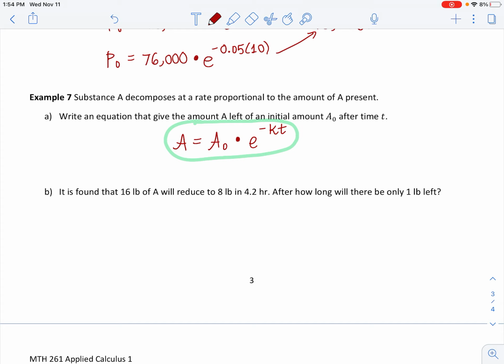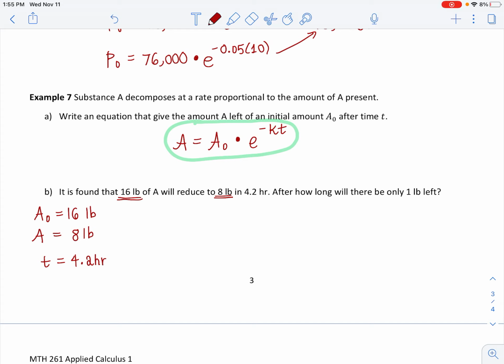Part B. It is found that 16 pounds of A will reduce to 8 pounds. They could have been a little more creative with this substance instead of just calling it A. So we had 16 pounds in the beginning, right? But then it reduced to 8 pounds, it decomposed. So initial amount is 16 pounds, sorry about confusing you earlier, but ending amount is 8 pounds. And how long did it take? It took 4.2 hours.